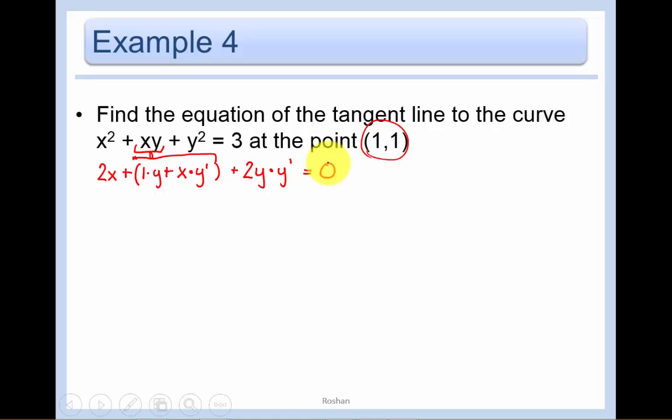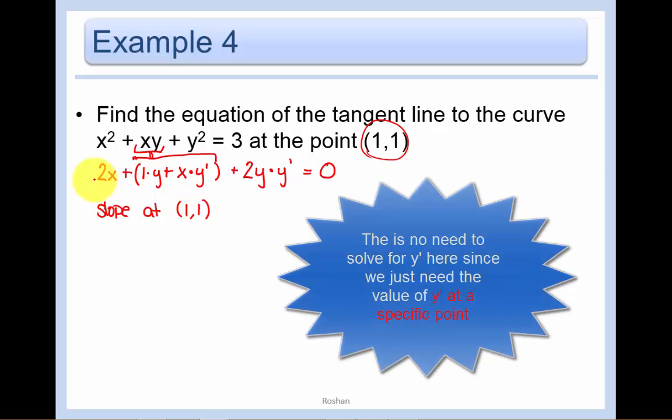So in our past examples, we've been solving for y prime at this step. But in this particular problem, I need the slope at (1, 1), right? So there's no need to actually solve for y prime. I can just put in the point right now to make my life easier and then solve for y prime, because I just need y prime at this specific point. I don't need a general equation for y prime. This problem's not asking me for it. So I'm just trying to simplify my life here. Okay, so let's go ahead and do that.